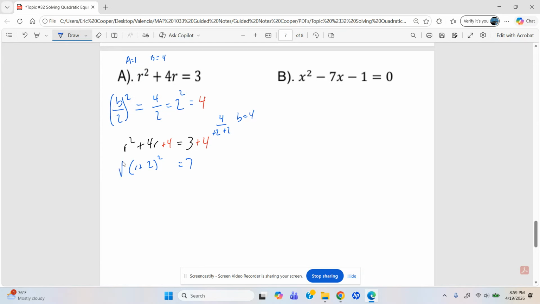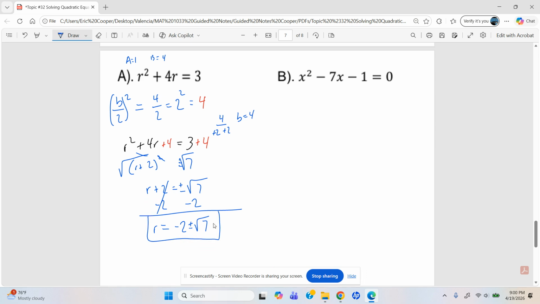To get rid of the squared, we will square root. This cancels it out. It leaves me with r plus 2 on the left. And we think this is square root of 7, but remember, now that we're square rooting, it's going to be plus or minus here. So this is really plus or minus square root of 7. My job is to get r by itself. I subtract 2. I now have r equals negative 2 plus or minus square root of 7. And this would be my final answer.